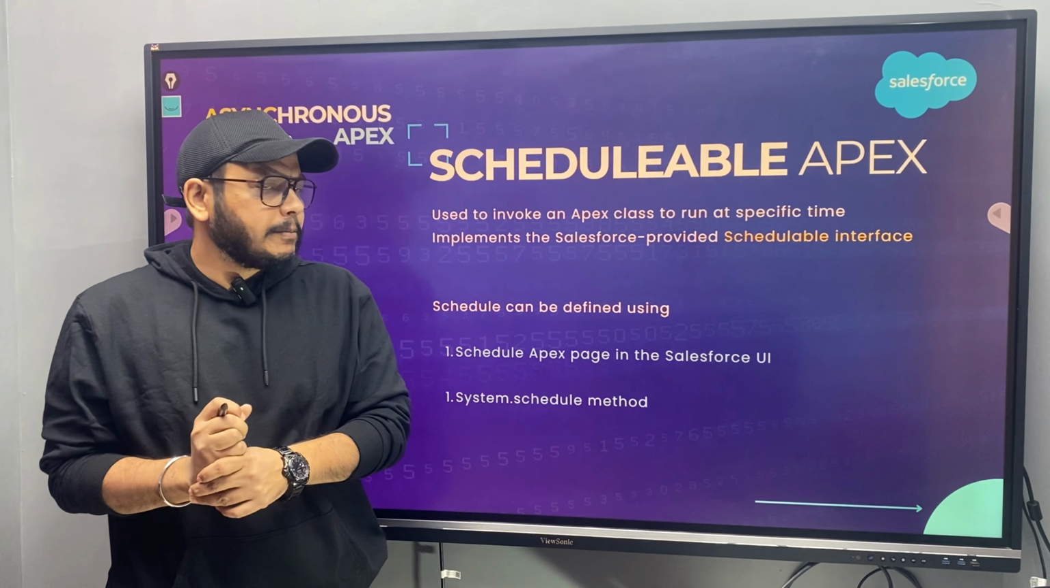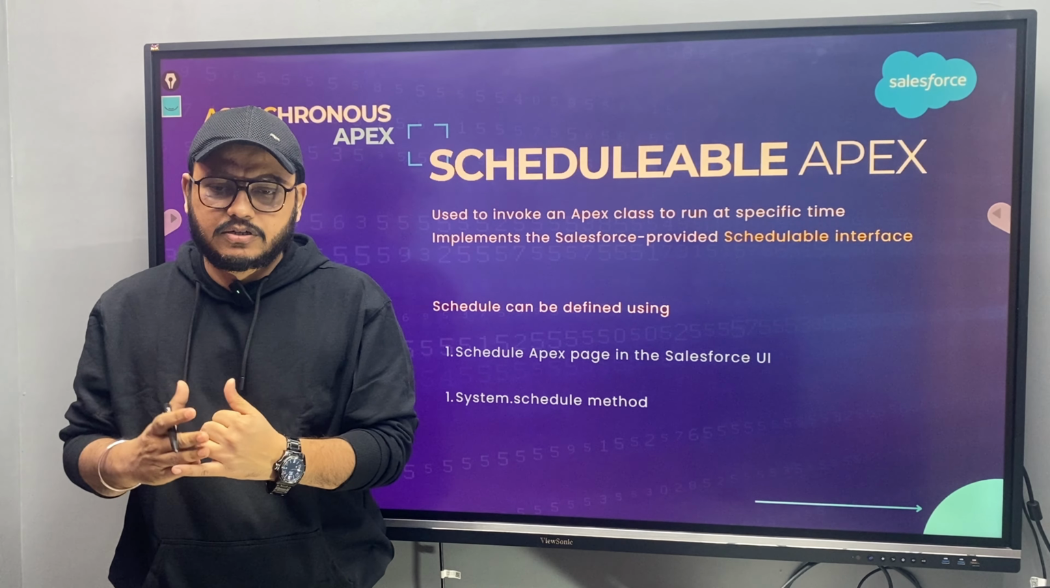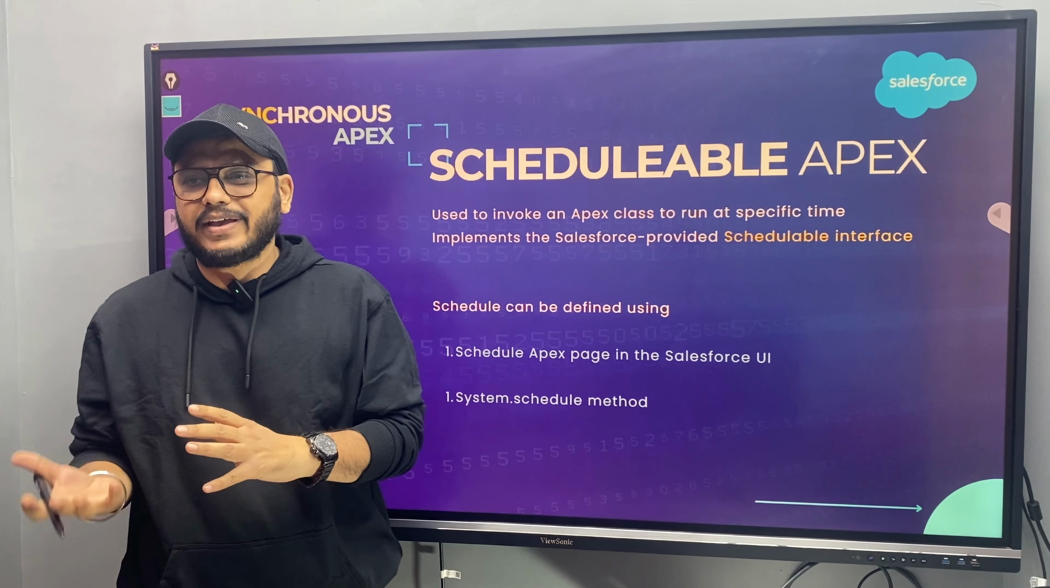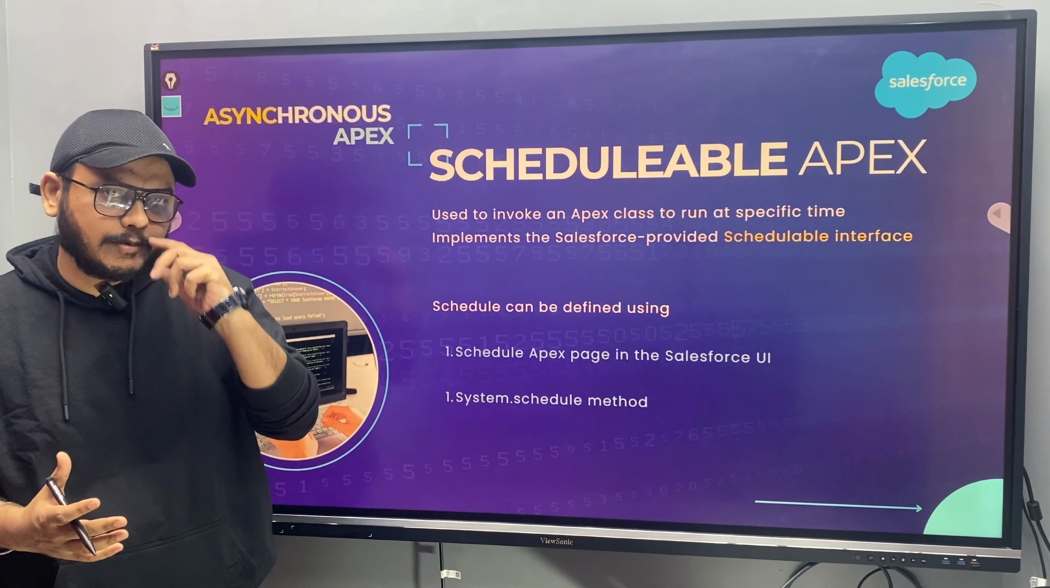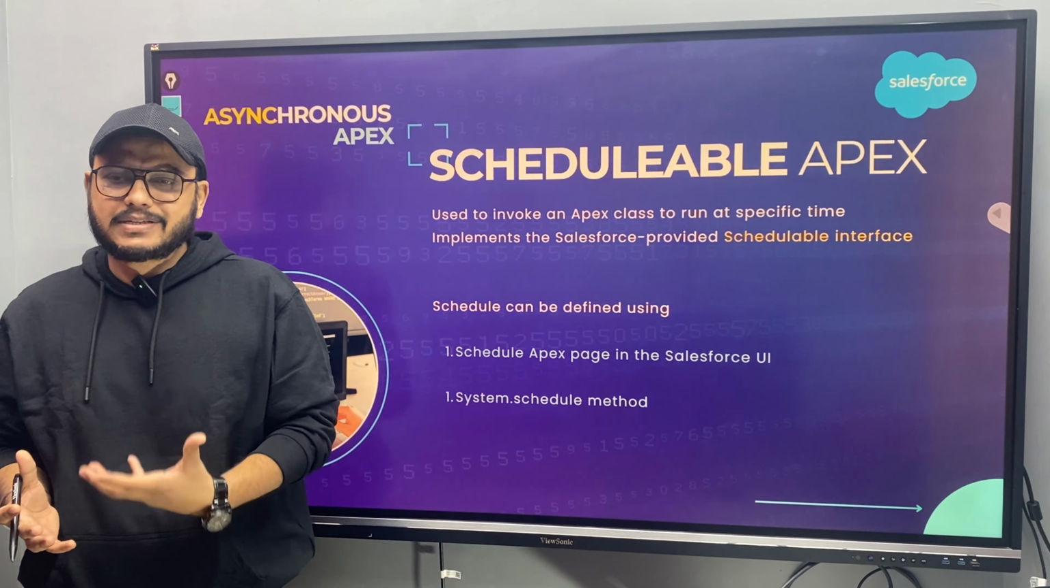The next thing that we will be discussing is Schedulable Apex. We have already discussed future methods. We have spoken about Queueable Apex. Now another way of executing asynchronous Apex is Schedulable Apex. As the name itself suggests, schedulable. So this is something which can be scheduled, right?